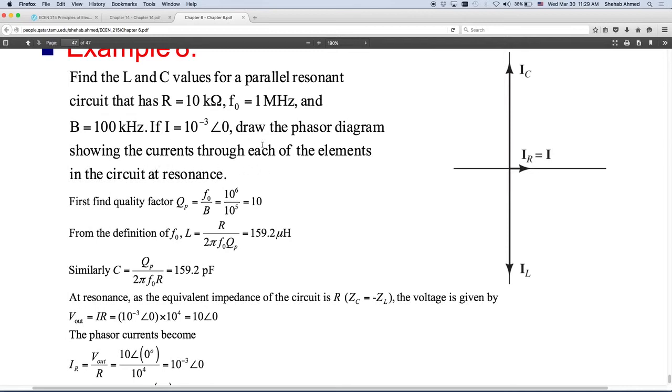Let's solve the problem. So what do they want us to do? Draw the phasor diagram showing the currents through each of the elements in the circuit at resonance.